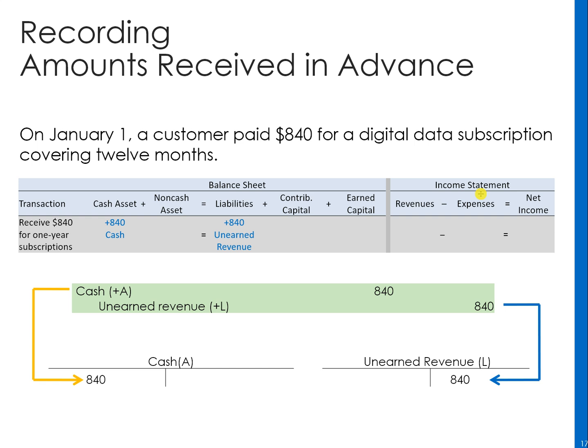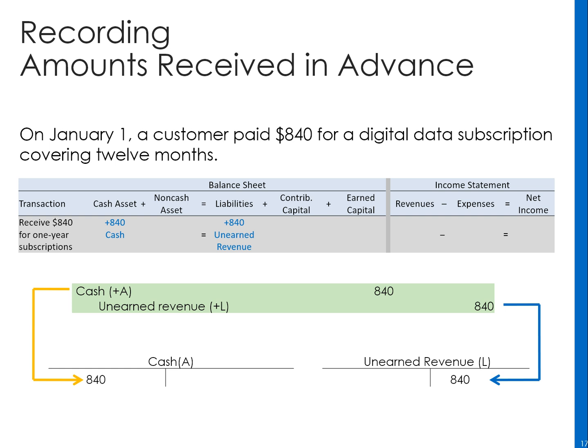So how do we record this unearned revenue? For example, a customer paid $840 for a digital subscription covering 12 months, a whole year. When the company receives payment, debit cash, and credit a liability called unearned revenue.